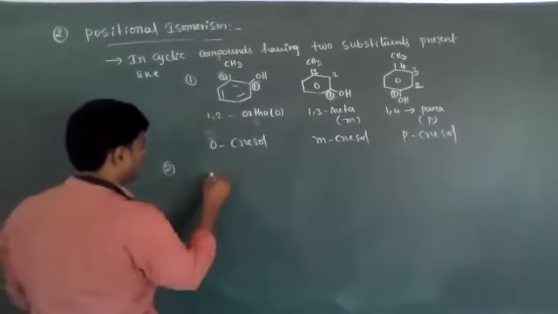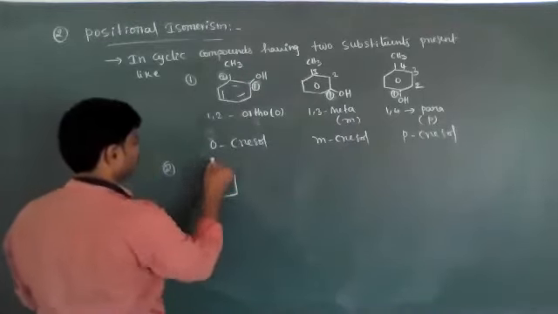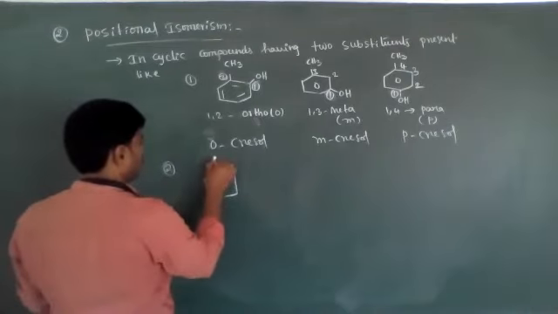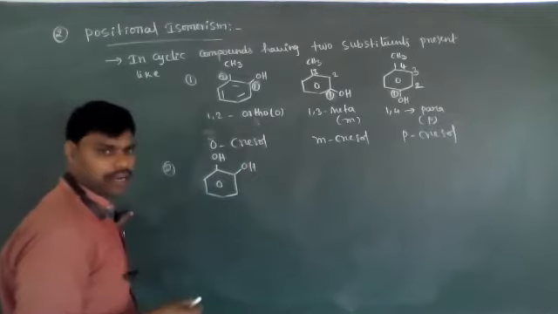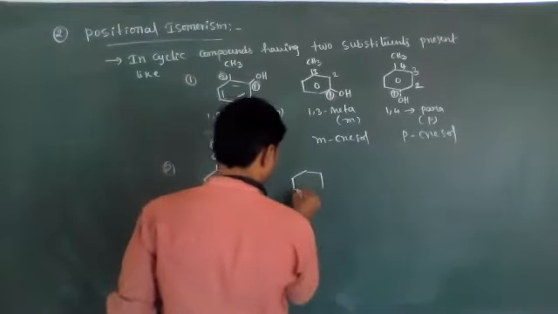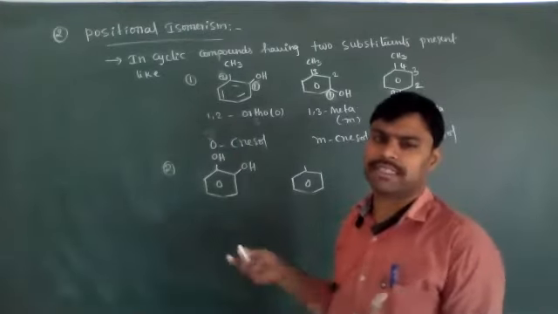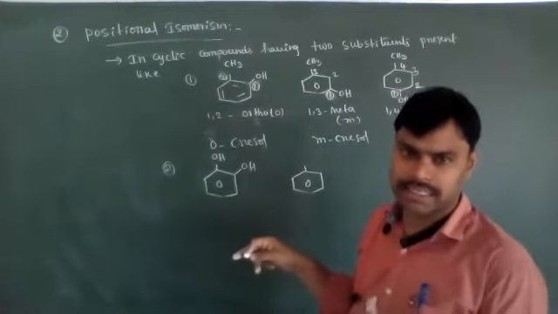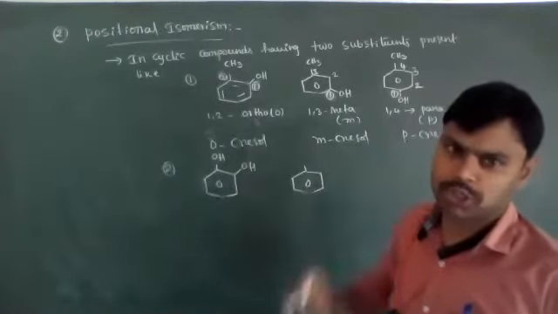And one more example I will give you. OH and OH are present at 1 and 2 positions. Whether the same substituent or different substituents are present on aromatic rings, if their positions are different, then those compounds are called positional isomers.